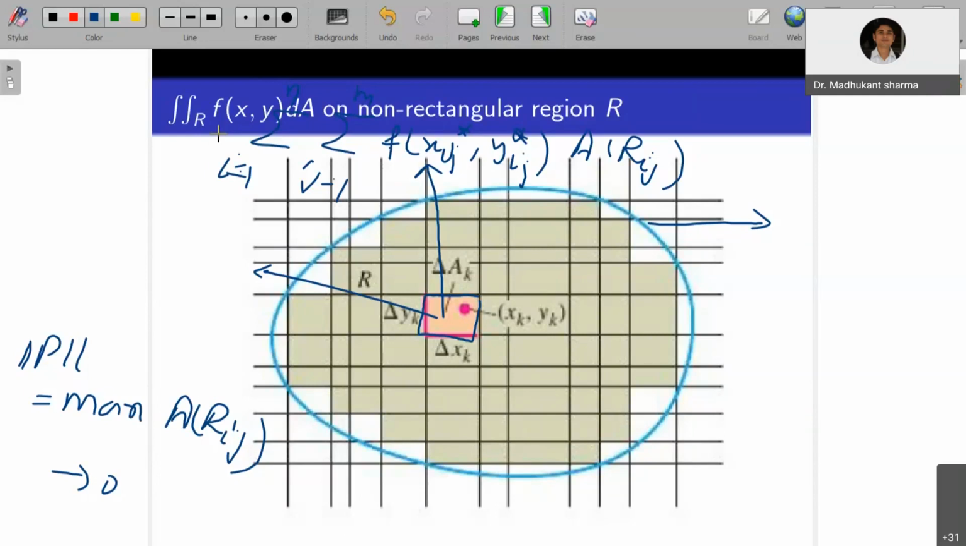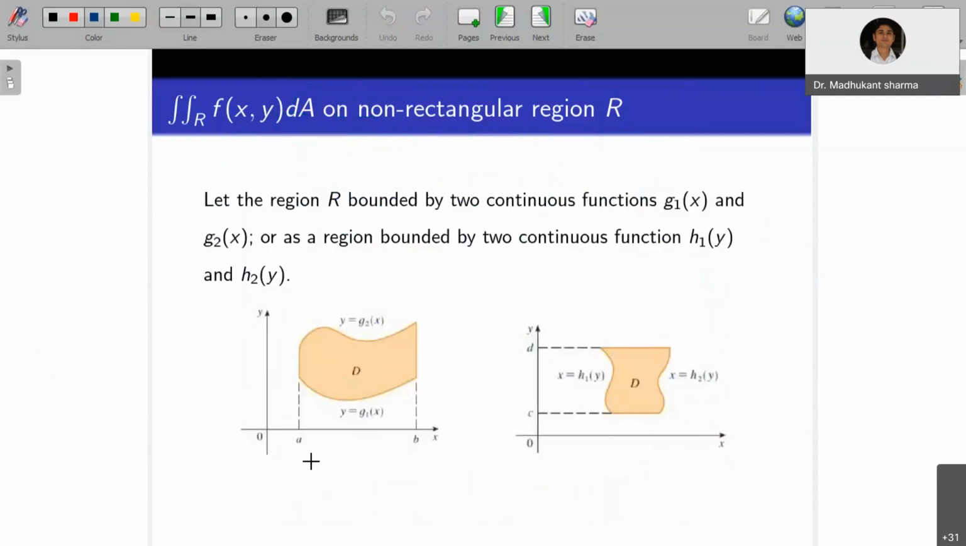So let's take simple shapes of non-rectangular regions. There are two possibilities. Not only two, but these two possibilities are there.